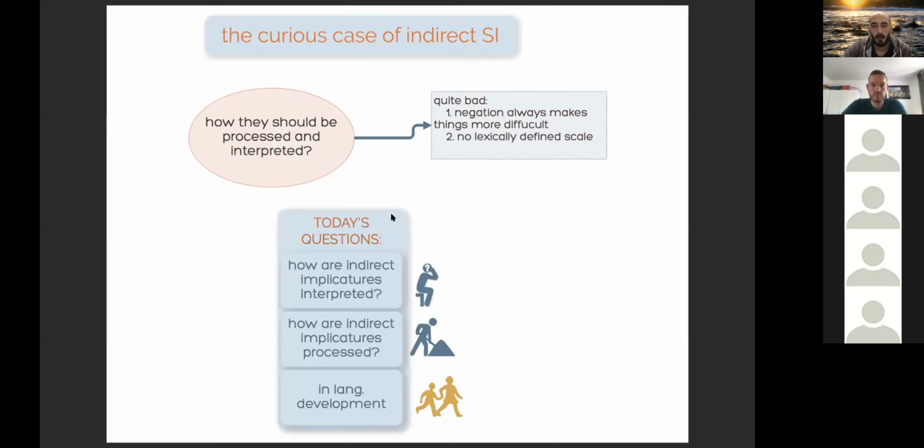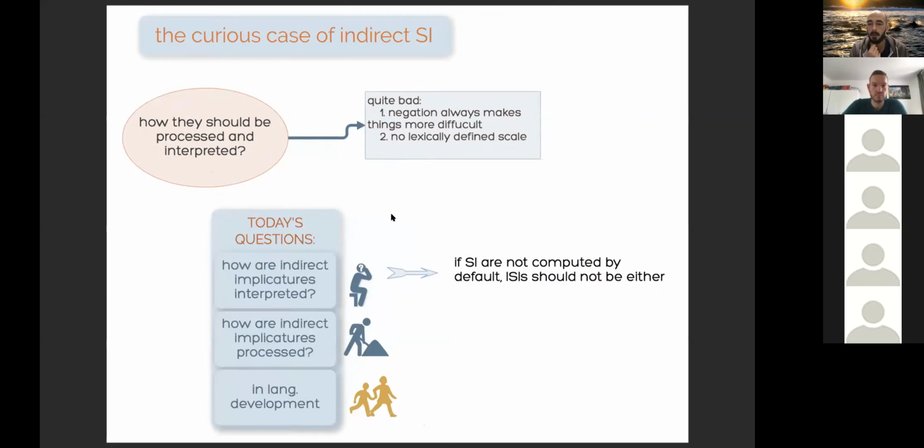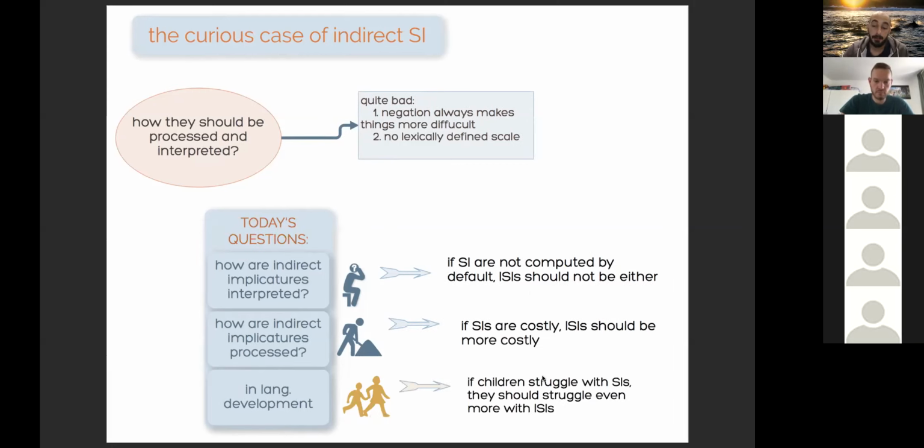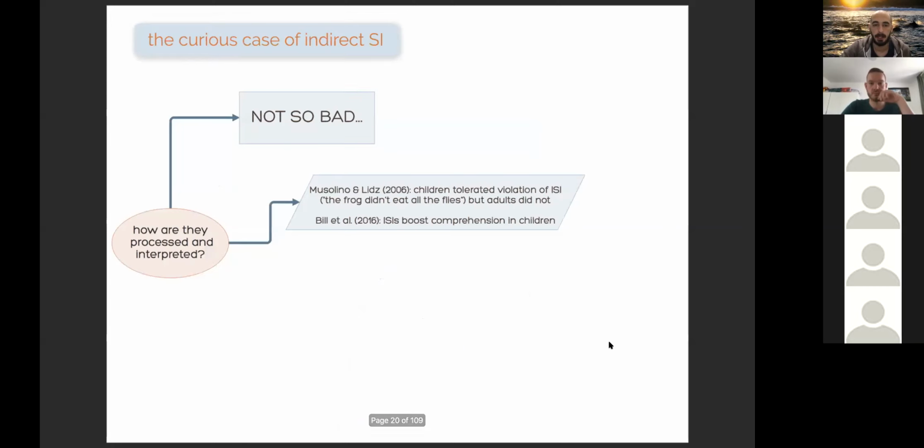Right. So how should these "not all" inferences be computed? Not all, but some. Well, if scalar implicatures are costly, then indirect scalar implicatures should be costly, right? And if scalar implicatures are not computed by default, indirect scalar implicatures should not be computed by default. And if children struggle with direct scalar implicature, they should struggle even more with these, because then you also have negation, and you also have this kind of scope configuration to compute, and you have to compose negation with the universal quantifier in order to activate the scale and derive the implicature. All right.